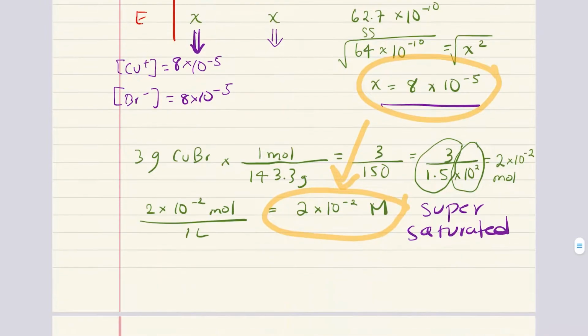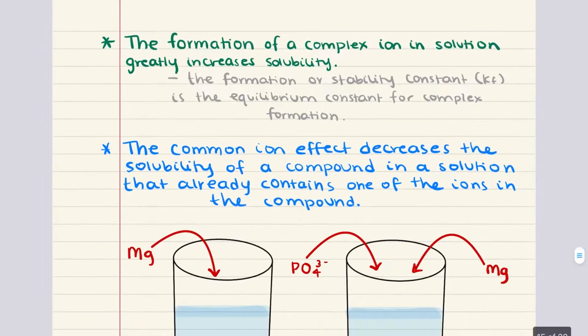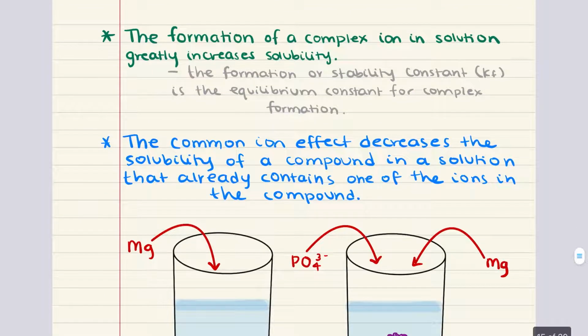Now we want to move on to the last topic of Objective 3, and that is the common ion effect. The common ion effect is a principle in chemistry that describes how the solubility of a compound is reduced when one of its ions is already present in the solution. This effect is a direct consequence of Le Chatelier's principle, which states that a system at equilibrium will adjust to counteract any change that's imposed on it.